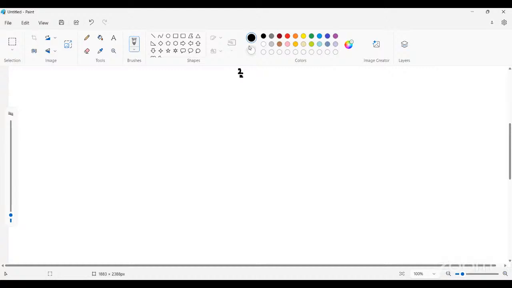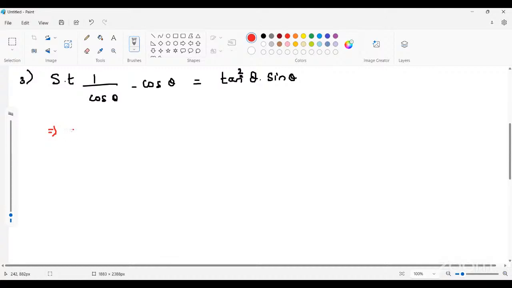Now see the third. So for today, the third sum is show that 1 by cos theta minus cos theta is equal to tan theta into sin theta. Right? So now what we are going to do? We are going to first take LCM. So when we take LCM, we will get 1 minus cos square theta by cos theta. What is 1 minus cos square theta? We already know sin square theta.